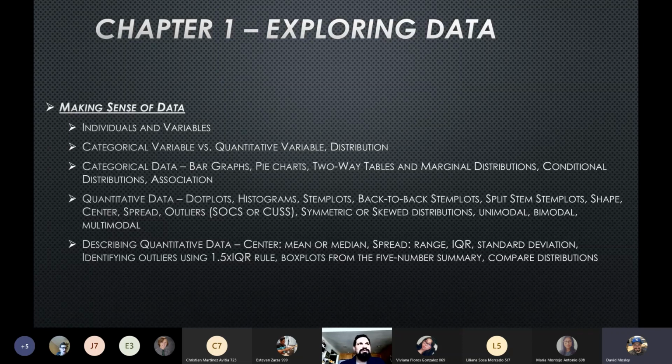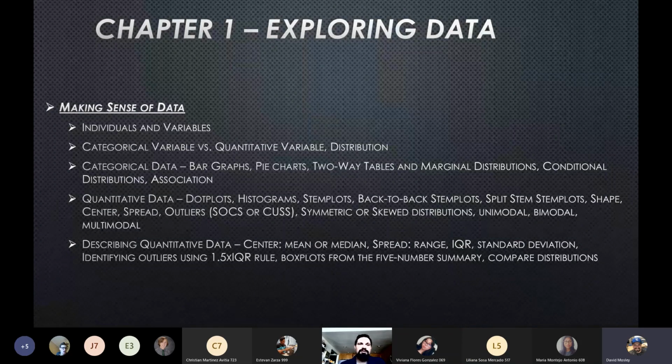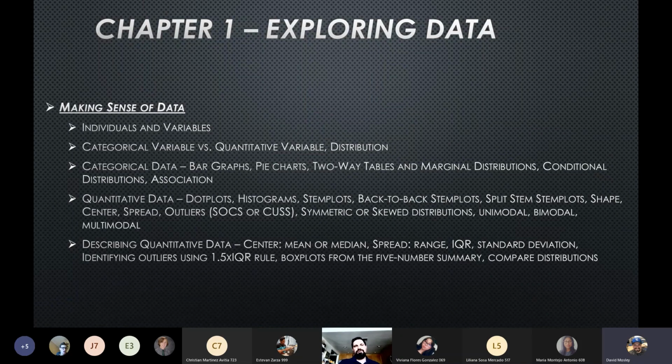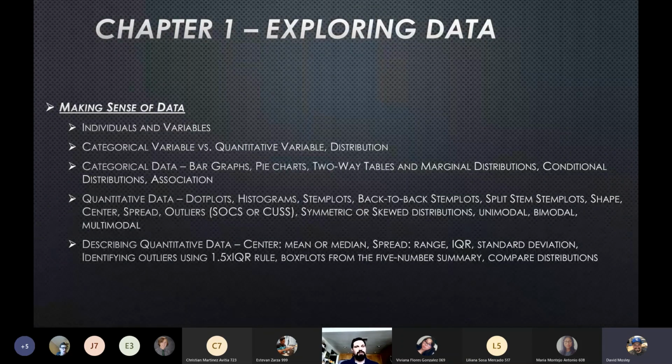Quantitative variables are things that make sense to make an average out of, such as height, speed, velocity, things like that. Categorical data, we use bar graphs and pie charts or two-way tables to display, and we can come up with marginal distributions and conditional distributions based on our categorical data, which allows us to make an association. Quantitative data is represented with dot plots, histograms, stem plots, back-to-back stem plots, split stem plots, and we'll always have shape, center, and spread and outliers when we describe them, or possible outliers, and we can use the acronym SOCS or CUSS to remember to do those 4 things.